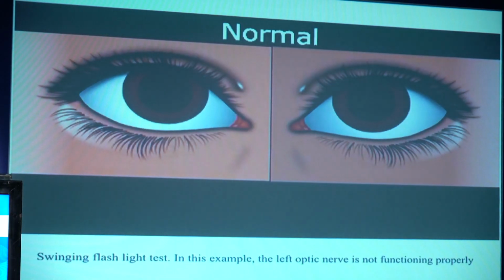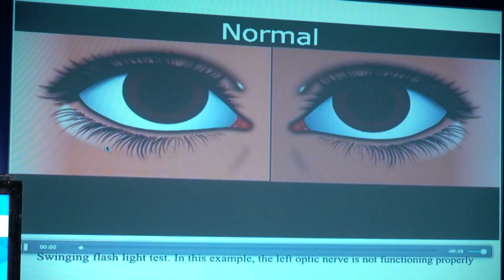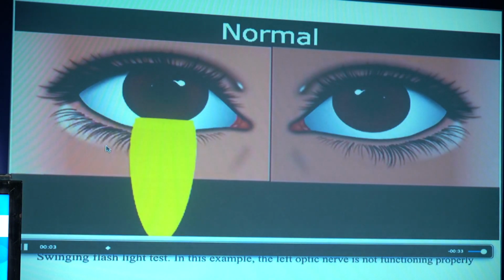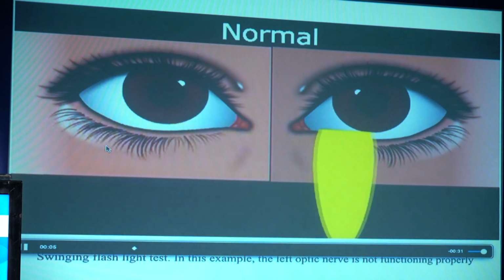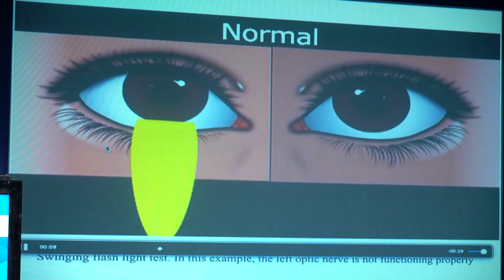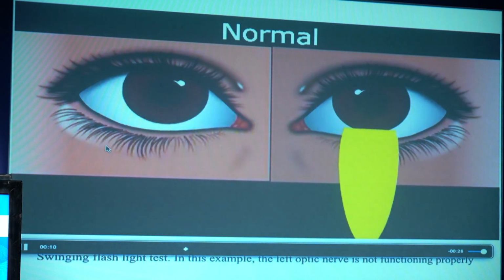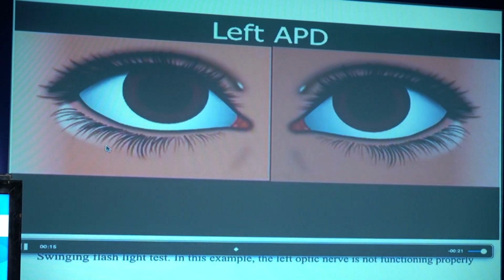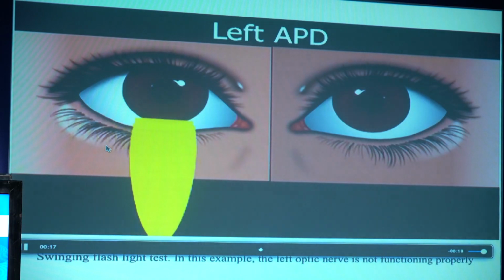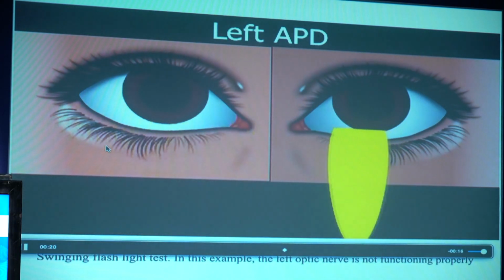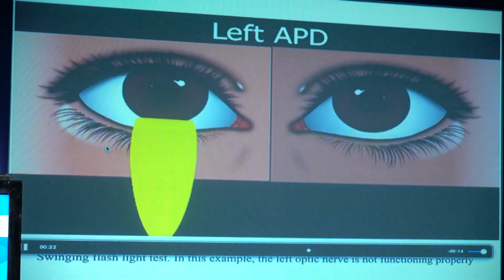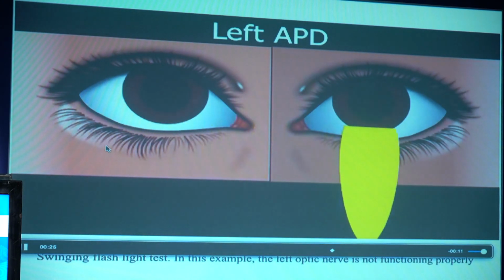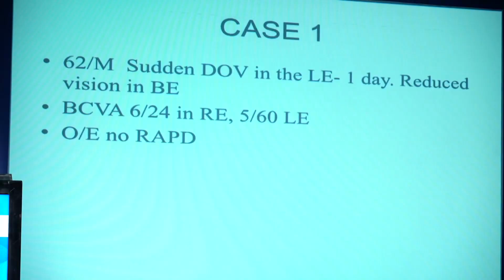Now, this is how we do a flashlight test, a swinging flashlight test. This is a normal patient. Direct reflex as well as consensual reflex is observed. However, whenever there is an afferent pupillary defect, things change. On direct reflex on the normal eye, there will be a good consensual reflex as well. But in a patient with optic nerve disease, such as this one in the left eye, there is no consensual or direct reflex. Now we'll see a couple of cases and we'll try to determine what is the cause.